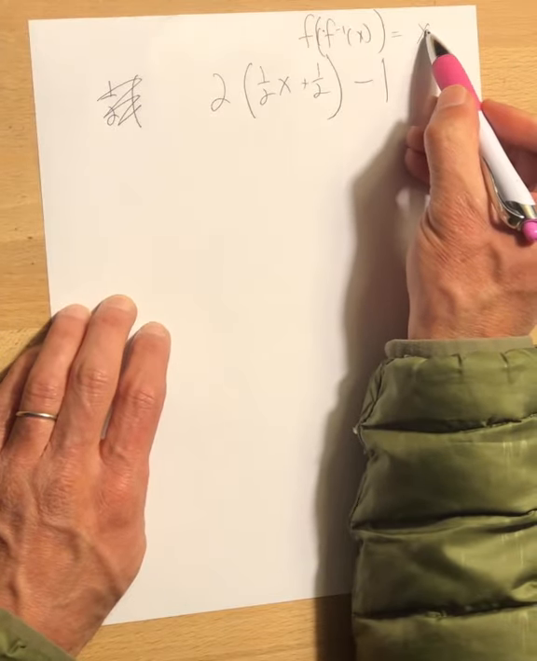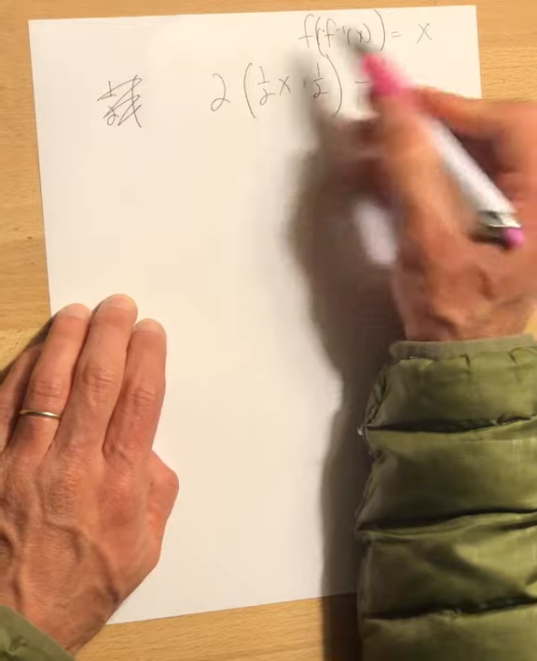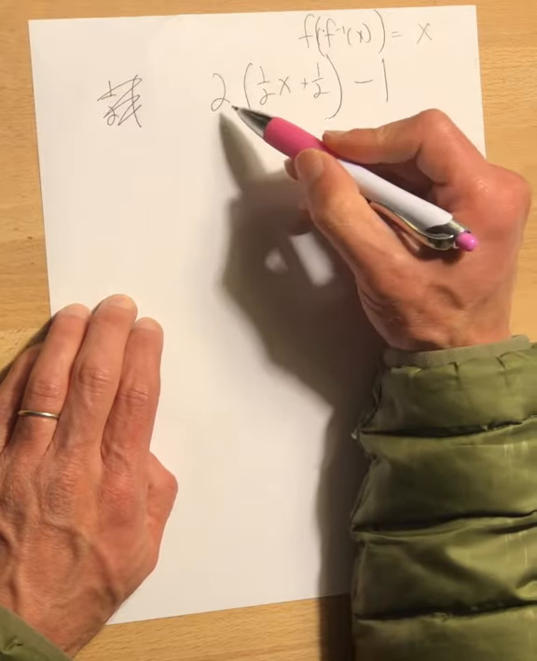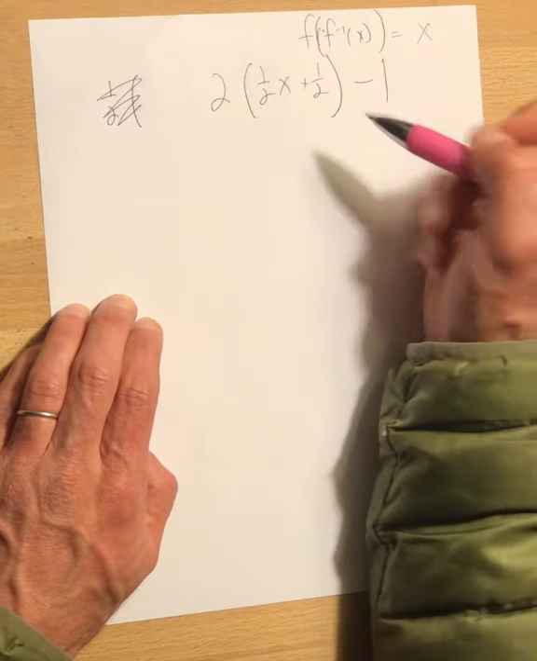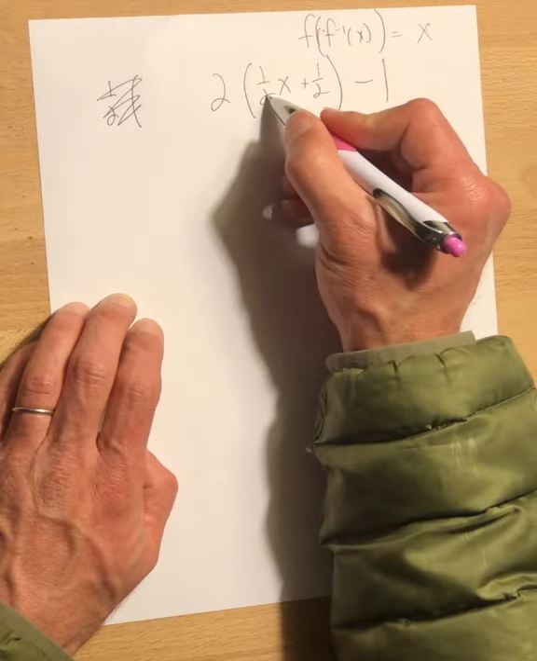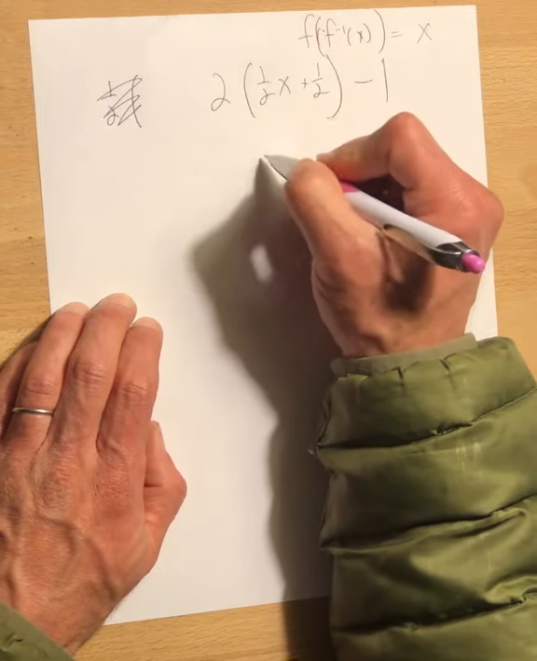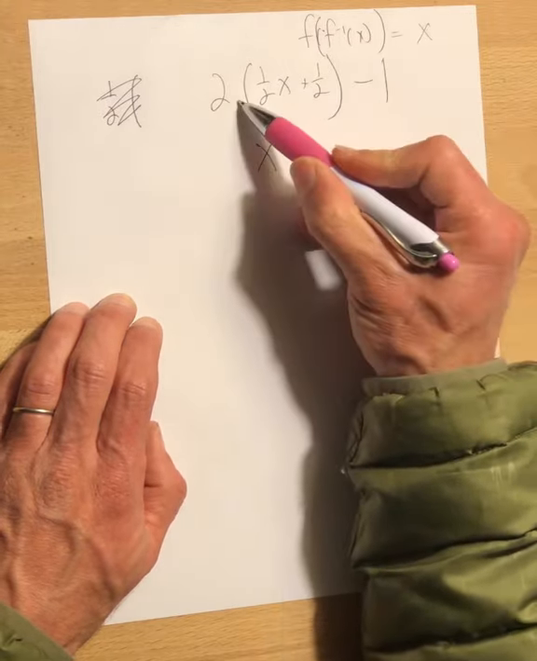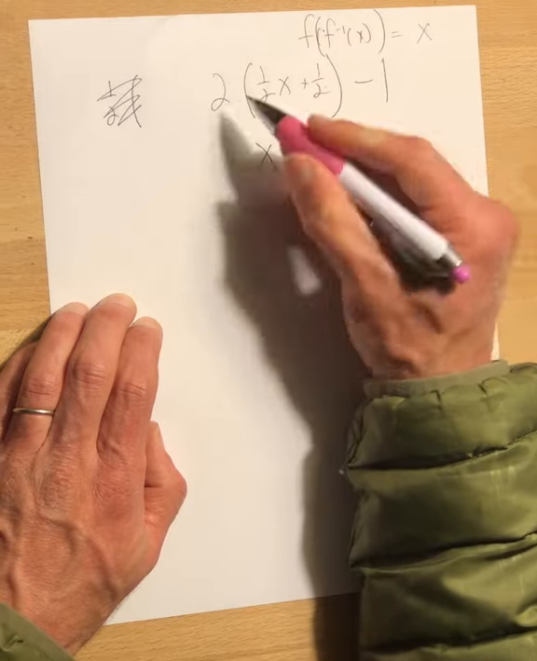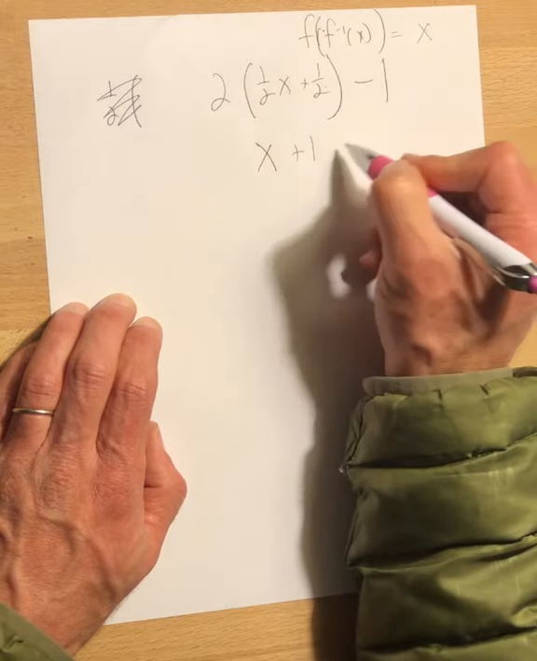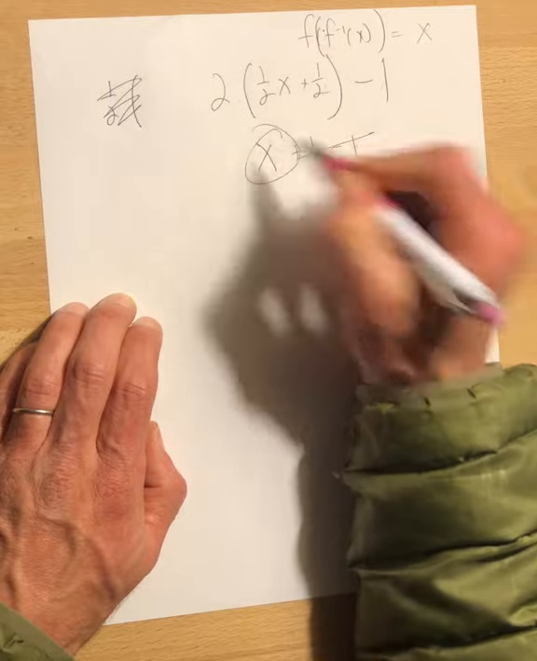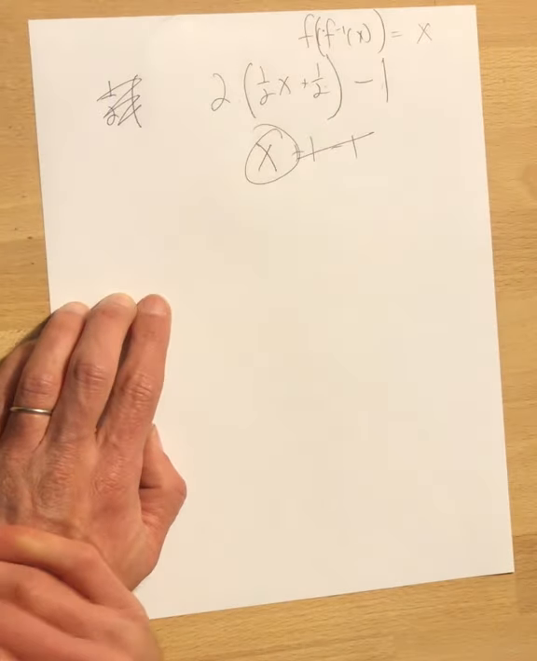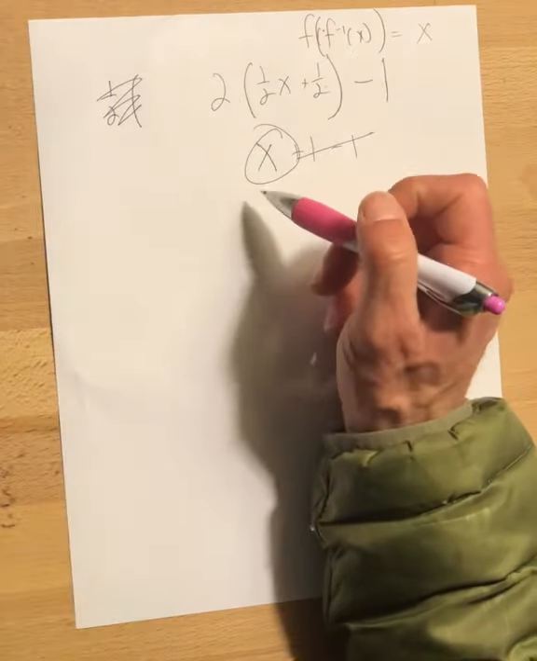So what I am doing is I'm doing the other way now. I'm taking my original function and plugging my inverse into there. Watch. 2 times 1/2 x is just x. 2 times 1/2 is +1 with that -1. Boom. They cancel out and I get x. That's how you prove that it's an inverse.